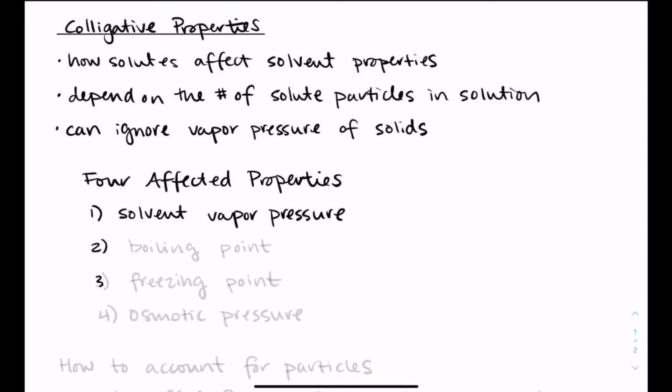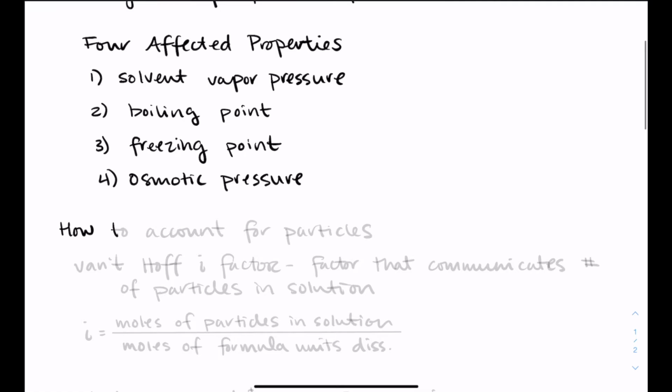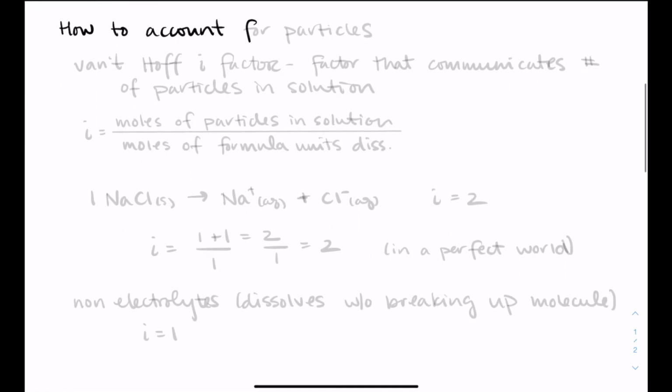The way that we account for particles in the solutions is with something called the Van't Hoff i factor. This will explicitly show up in some of our calculations. In some of our other calculations, you will account for this number of particles kind of inherently in the way that the equation works. But for any case where you see i in an equation, what it's communicating to you is how many particles go into solution from each formula unit that you dissolve.